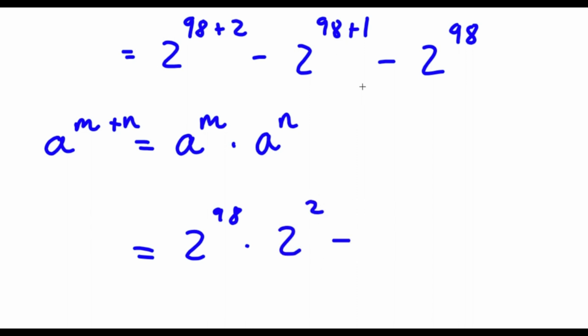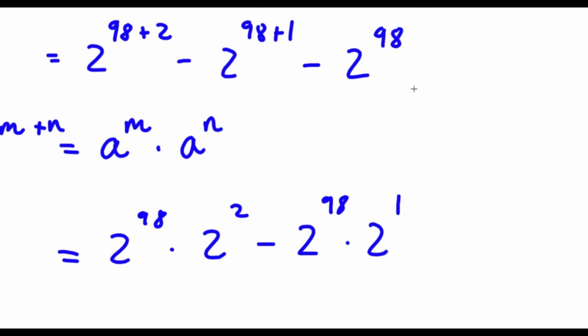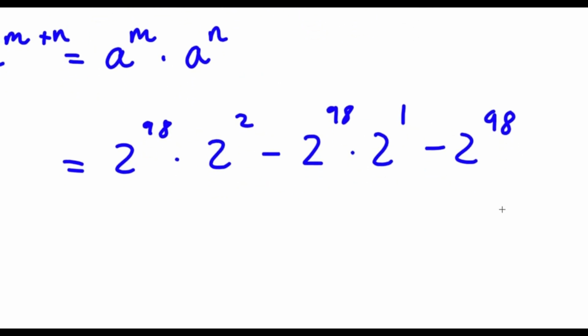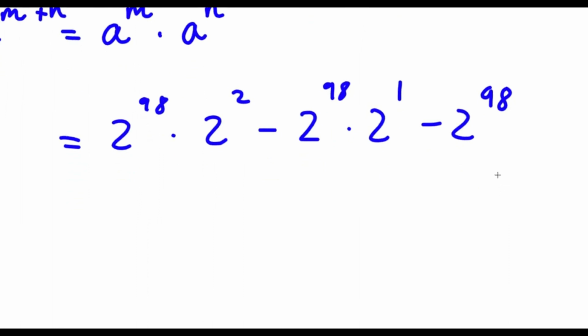Now I have this minus 2 to the power of 98 plus 1 is going to equal 2 to the power of 98 times 2 to the power of 1. And 2 to the power of 98, we're simply going to leave that by itself. We're not going to change that. So now from here, you can see that all 3 of these terms have 2 to the power of 98 in them.